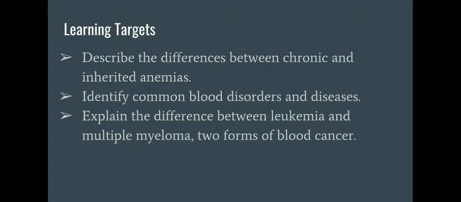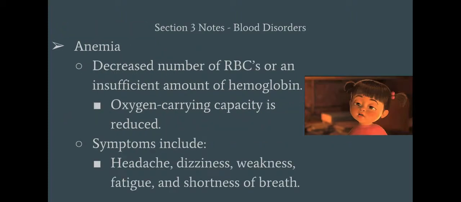So we're going to look at different types of anemia, identify common blood disorders and diseases, and then the difference between blood cancers. Anemia basically is a decreased number of red blood cells or hemoglobin. So we have an inability to carry oxygen, which causes headaches, dizziness, weakness, fatigue, as well as shortness of breath. These are all due to the fact that the red blood cells' function is to carry oxygen, and we don't have a lot of them.